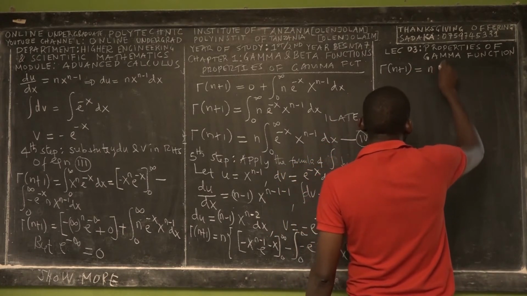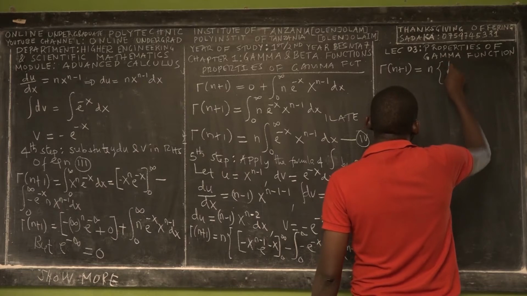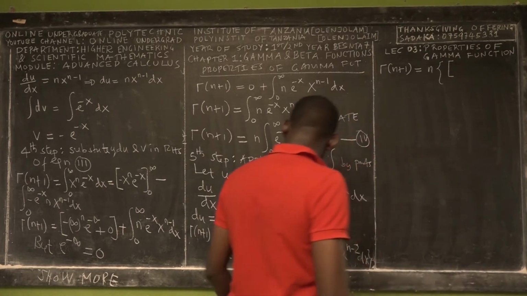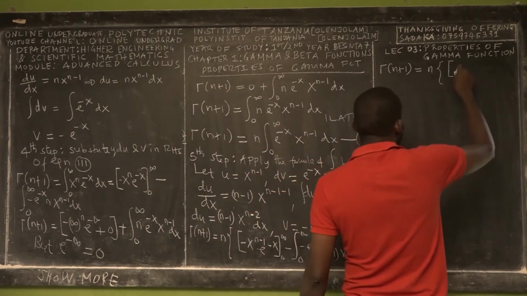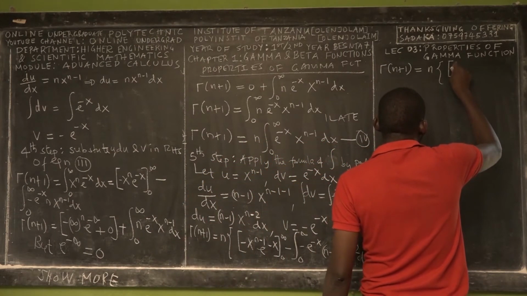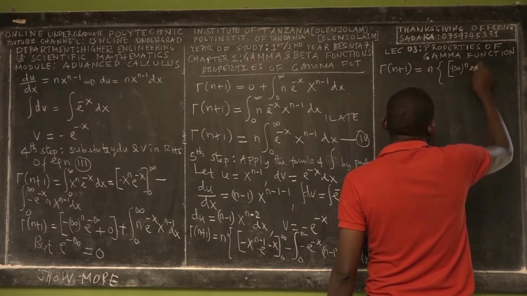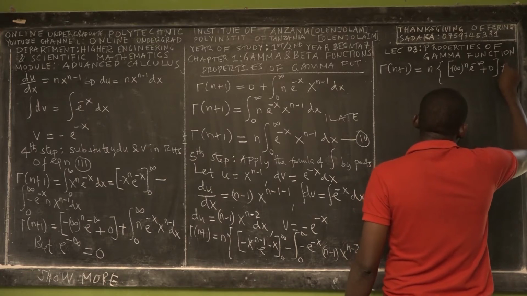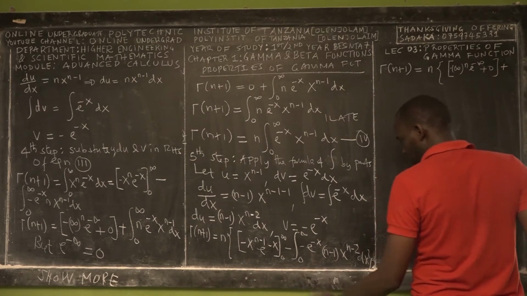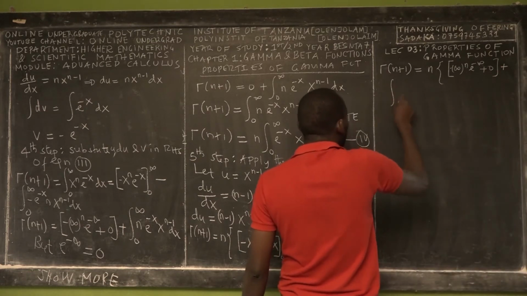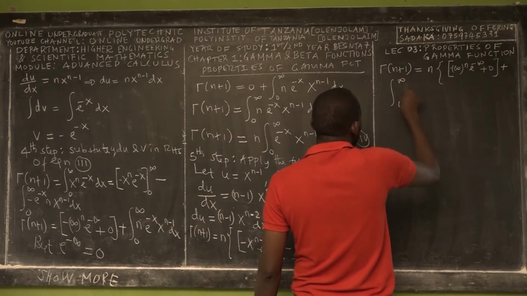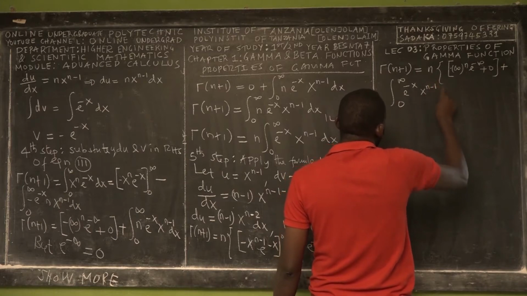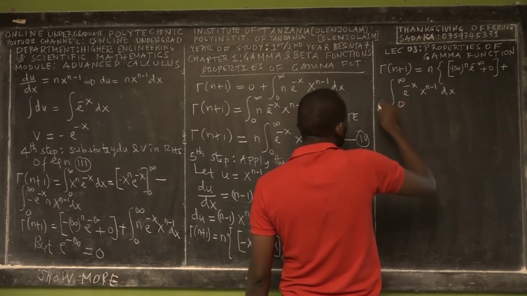So this is n, and here we have what? Simply we have negative infinity power n, e power negative infinity, plus 0. And then negative is positive. Then we have the integral from 0 to infinity, e power negative x, x power n minus 2 dx.